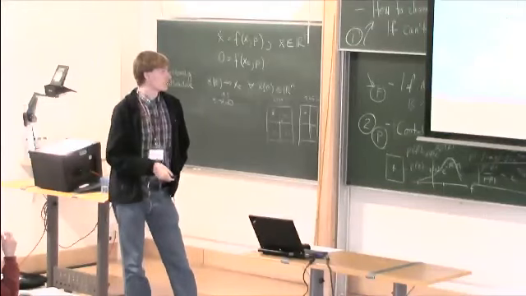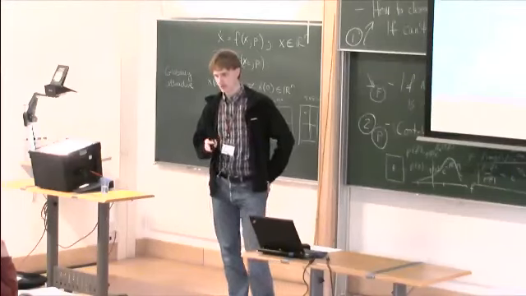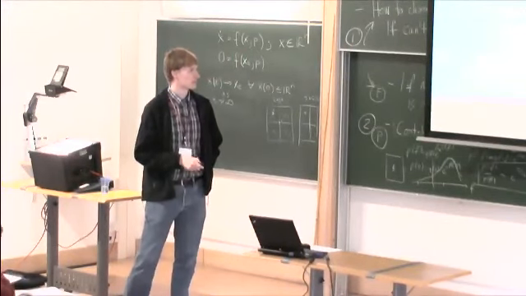And then there's just a small wish list. You would think that it would be a good idea to also put model error representation in the ocean models, and maybe it would also be better to represent these stochastic processes directly in the parameterization schemes instead of bolting it on top like we do at the moment.